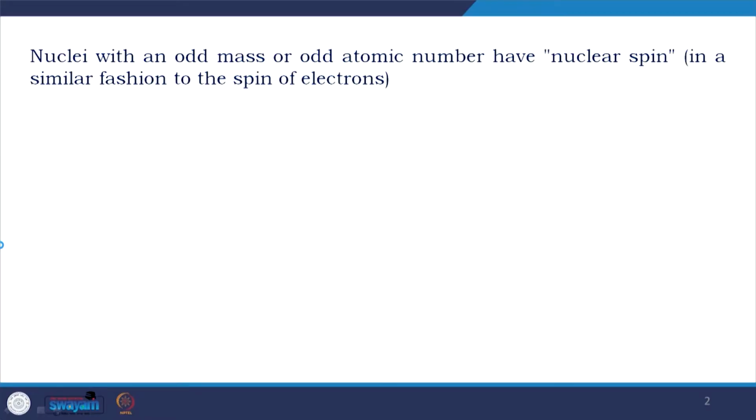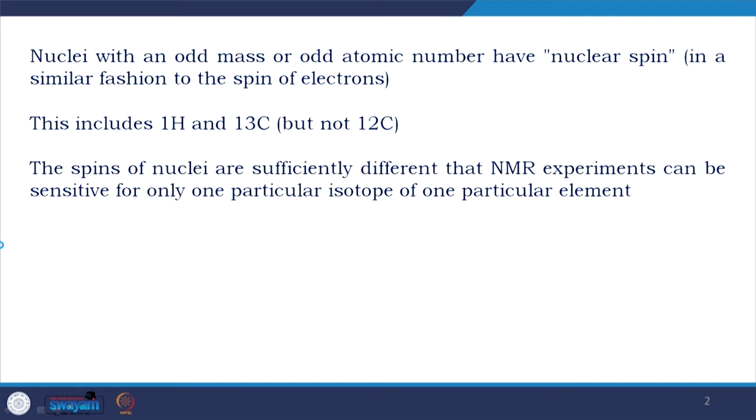So, let us start. In NMR, nuclei with an odd mass or odd atomic number have nuclear spin, in a similar fashion to the spin of electrons. This includes 1H, the proton, and 13C, but not 12C. The spins of the nuclei are sufficiently different that NMR experiments can be sensitive to only one particular isotope of one particular element. We talked a little bit about abundance.